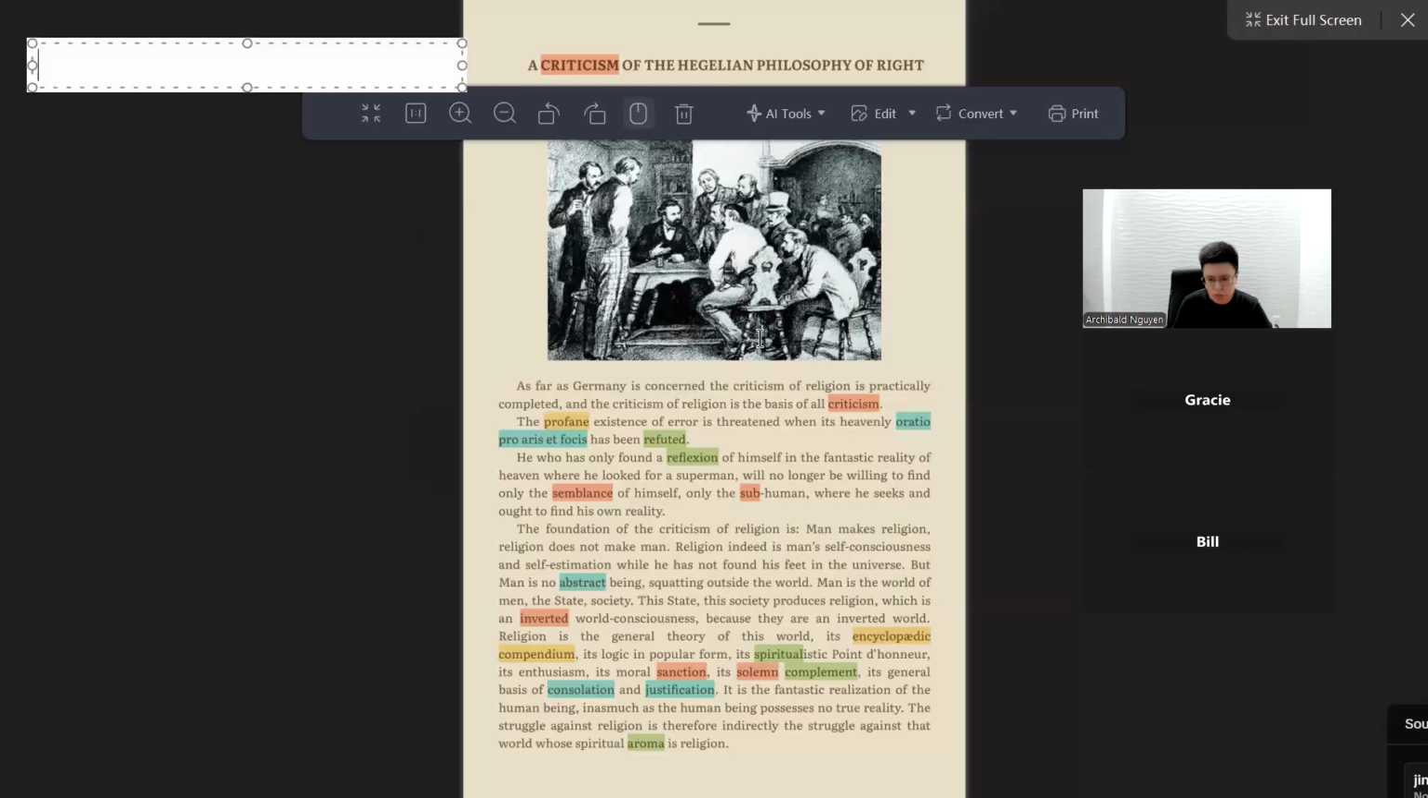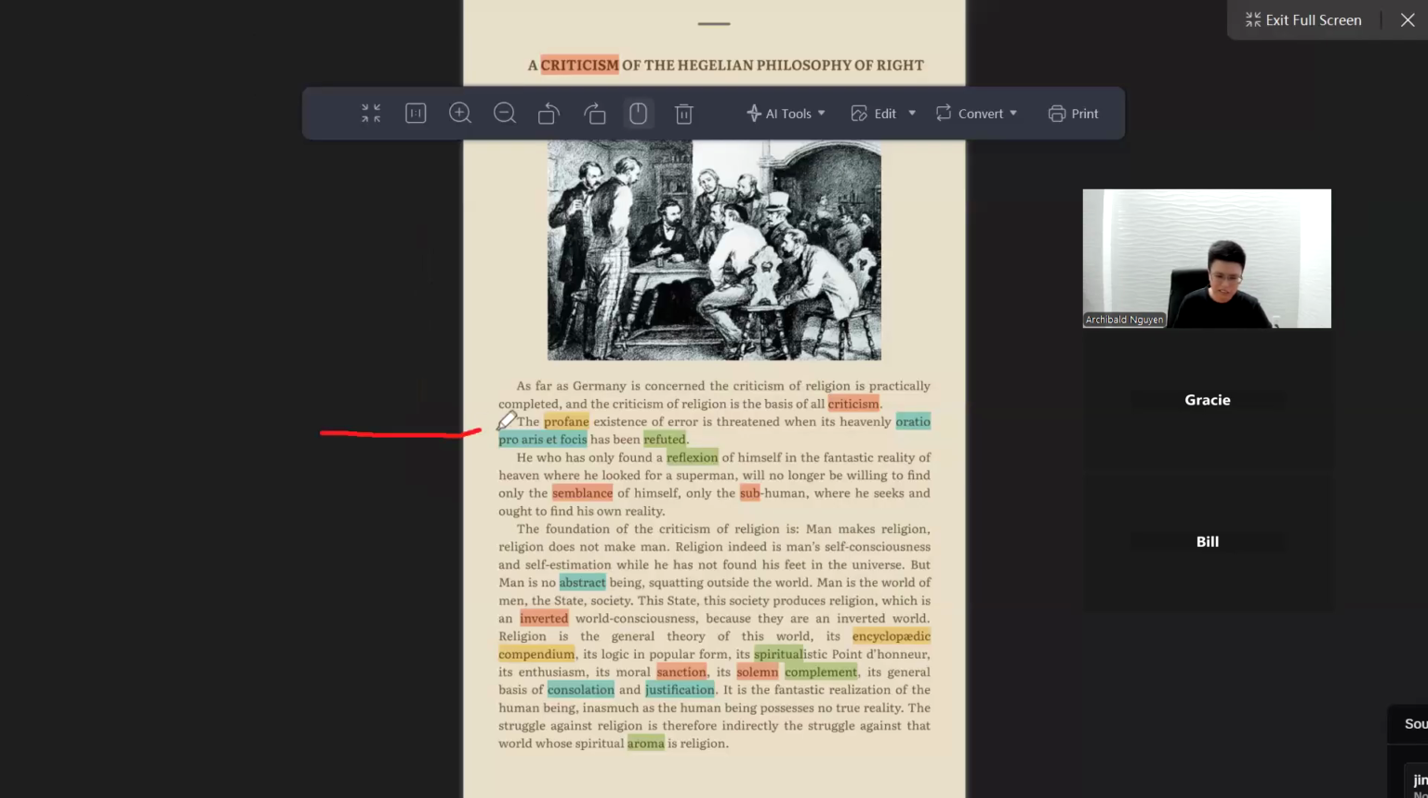Okay, so the next word for today is profane. The profane existence of error is threatened when its heavily racial pro-errors approach has been refuted. I don't know a racial profane. Oh, I don't know what that is, right? I don't know anything about that.